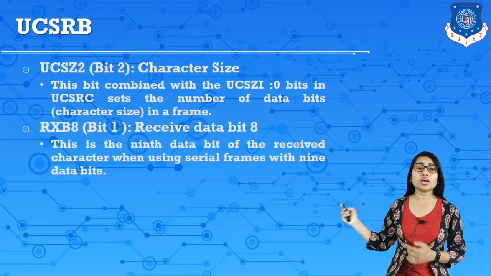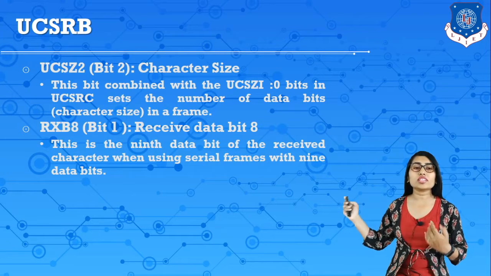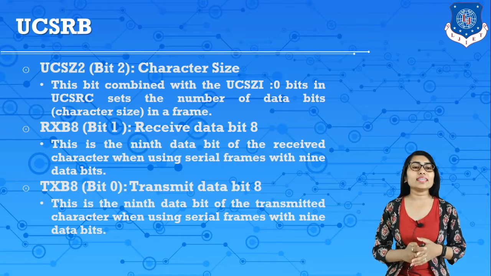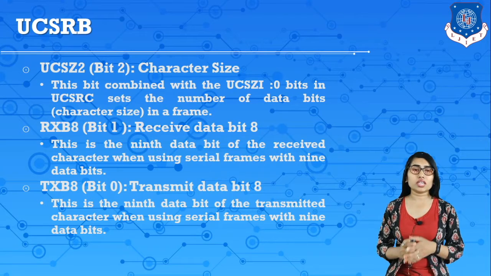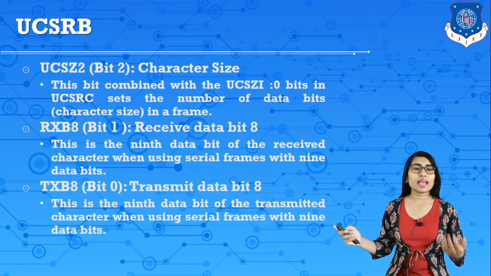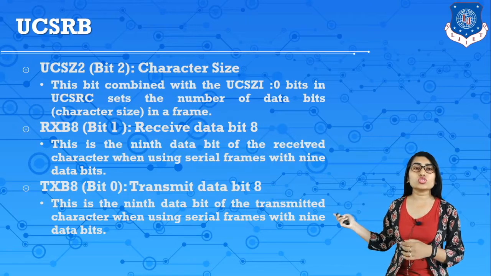Next is RXB8, that is receive data bit 8. This is the 9th data bit of a received character when using serial frames with 9 data bits. And TXB8, transmit data bit 8. This is the 9th data bit of the transmitted character when using serial frames with 9 data bits. So this is the UCSRB.